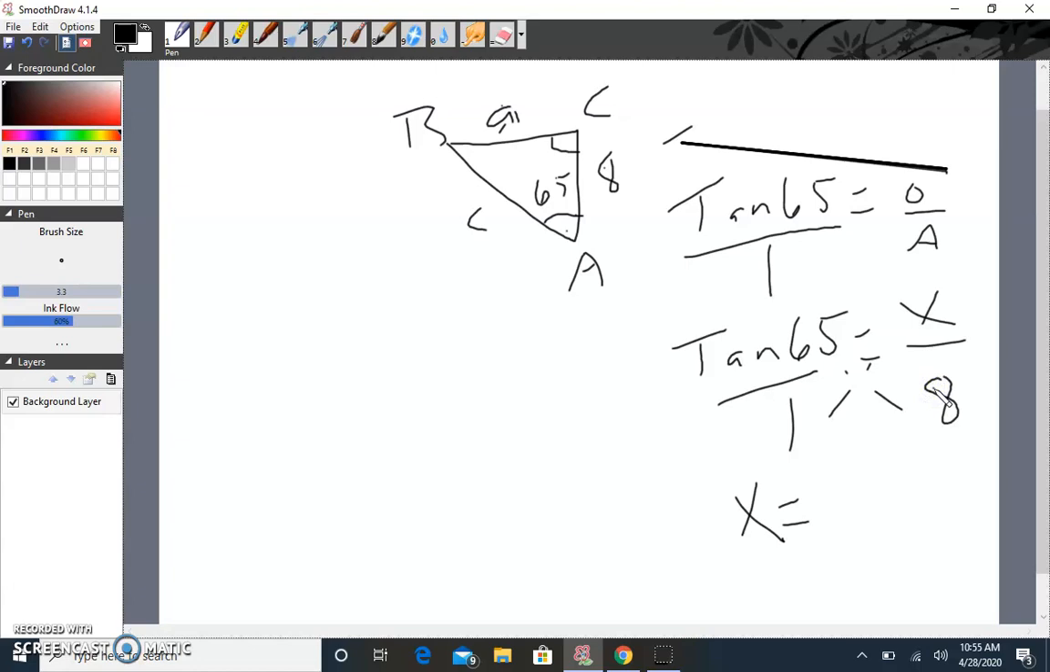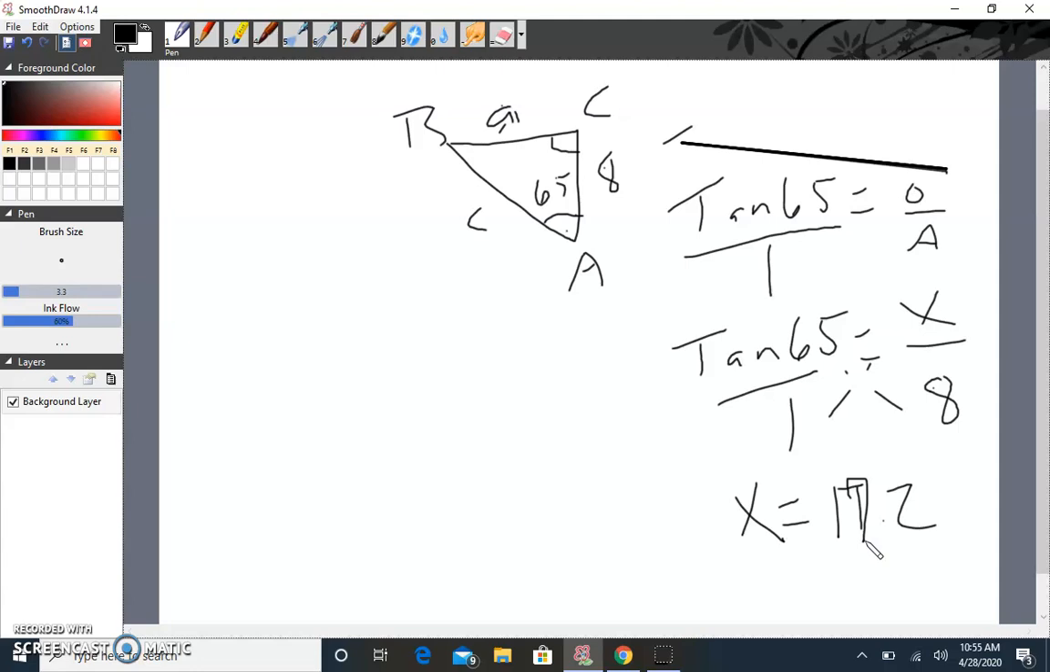So tangent of 65 is 2.44507 times 8. And it gives us 17.15606, which rounds up to 17.2. So we worked it out, cross multiply, solving for x.